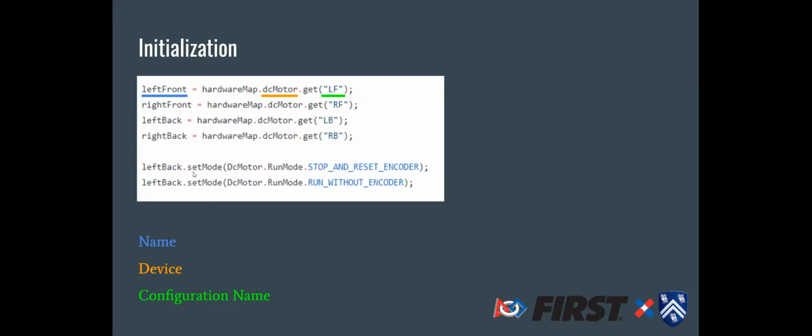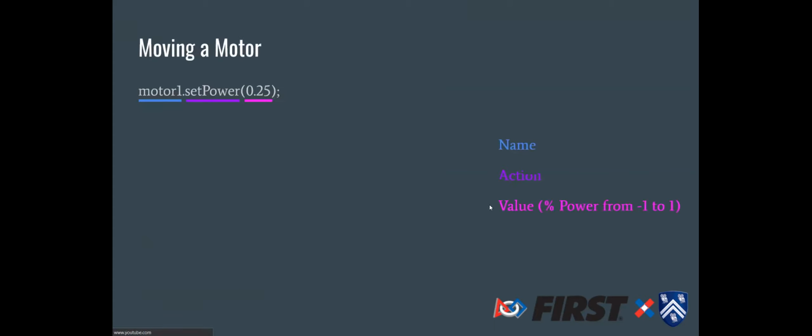Then you also have this option here to set modes. This is essentially saying if you're going to run your motor with encoder counts or not, which at this point isn't super important, what specifically those mean. We'll get more in depth with that in a bit. But yeah, that's just a general overview of the initialization part.